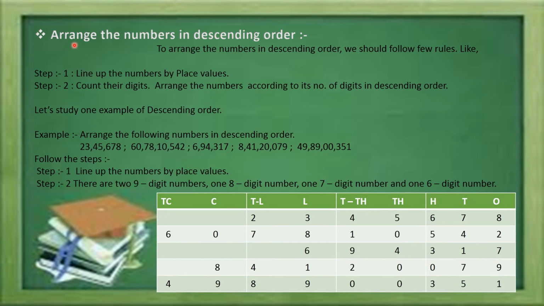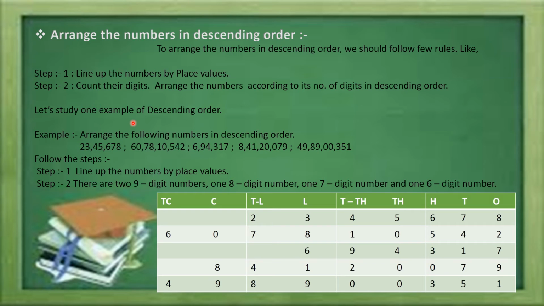Next topic, arrange the numbers in descending order. To arrange the numbers in descending order, we should follow a few rules. Step 1, line up the numbers by place values. Step 2, count their digits. Arrange the numbers according to their number of digits in descending order.